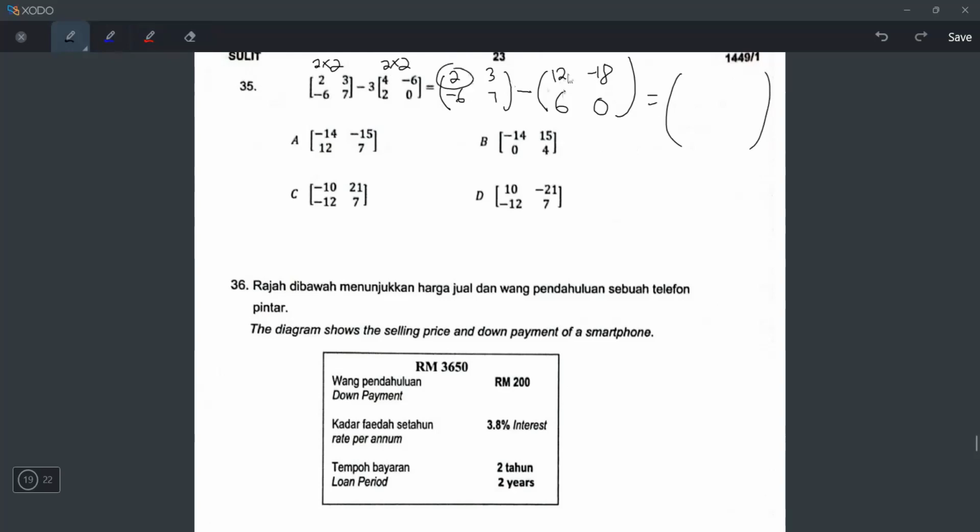Now I will take 2 minus 12, negative 10, 3 minus negative 18, 3 plus 18, 21. Now negative 6 minus 6, negative 12, 7 minus 0, 7. This is the answer. C.